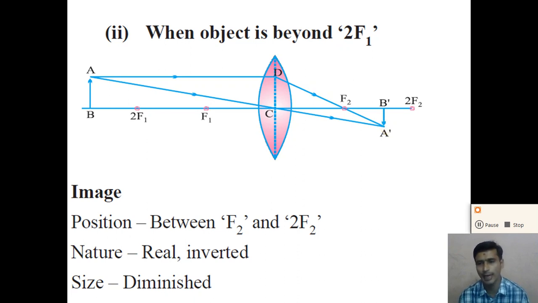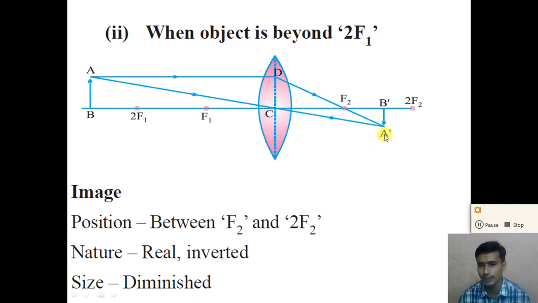When a ray of light is incident parallel to the principal axis, after refraction it will pass through the second principal focus. And the second ray we consider is the ray of light passing through the optical center O. It will emerge without deviation, because a ray passing through the optical center does not refract, it does not deviate. So these two rays, after refraction, meet at a point A dash.